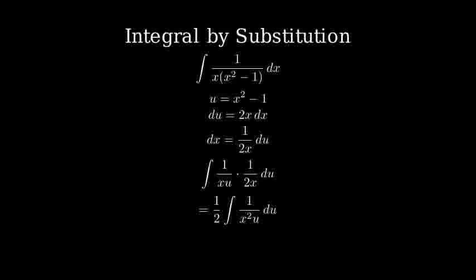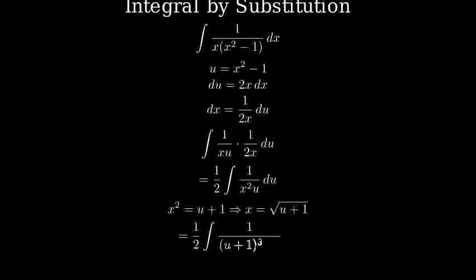You'll find that further simplification will result in a problem. The integral still contains x, which needs to be expressed in terms of u. Use the substitution for u. From u equals x squared minus 1, solve for x as plus or minus the square root of u plus 1. Replace x in the integral. Now, the integral becomes 1 over 2 times the integral of 1 over u to the power of 3 halves.